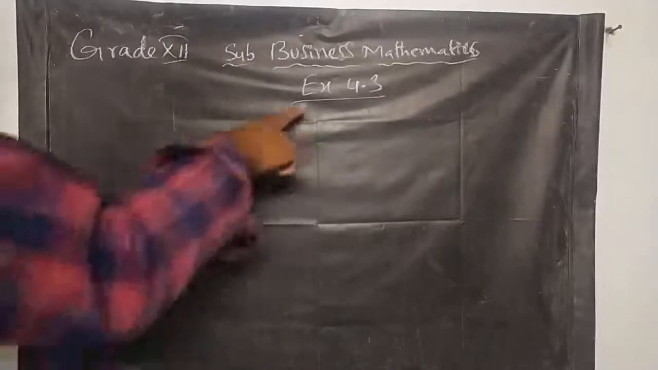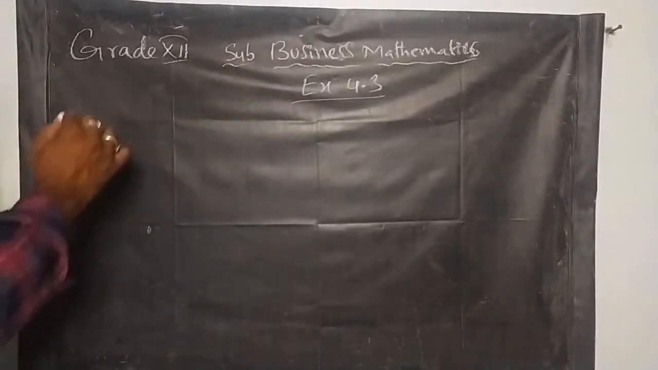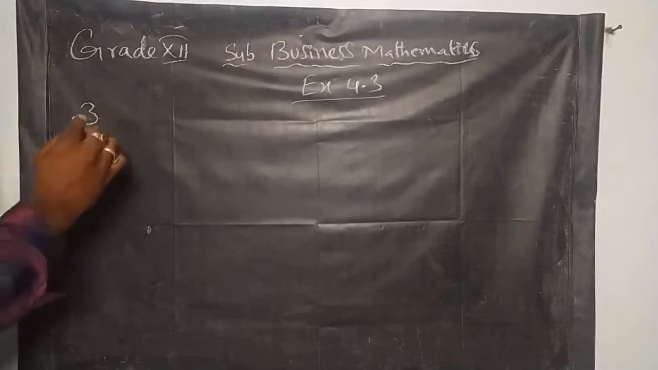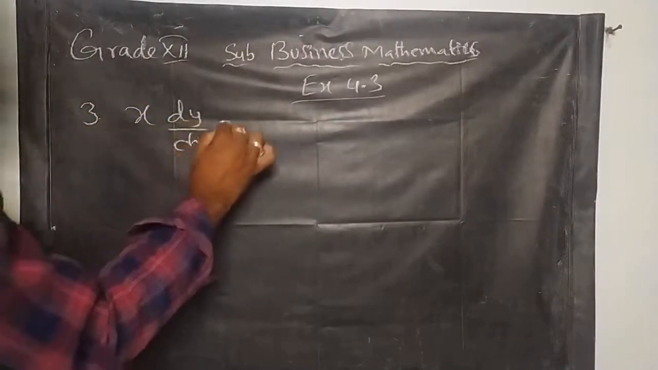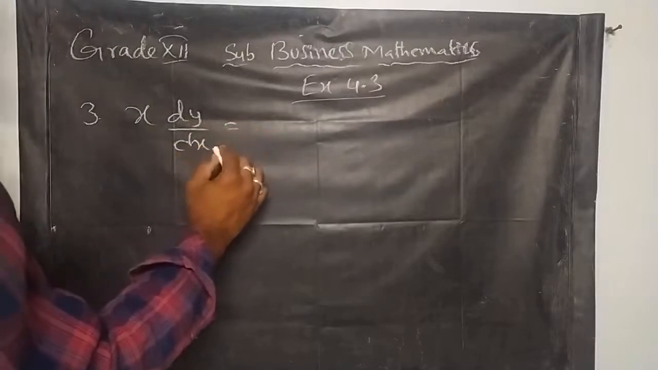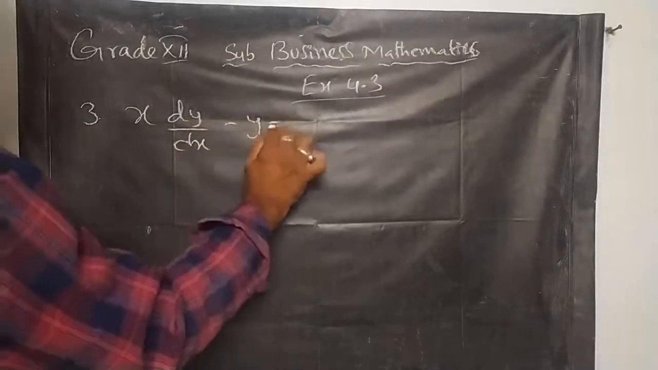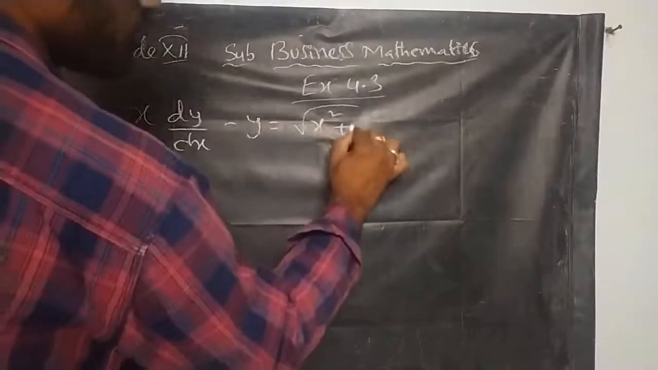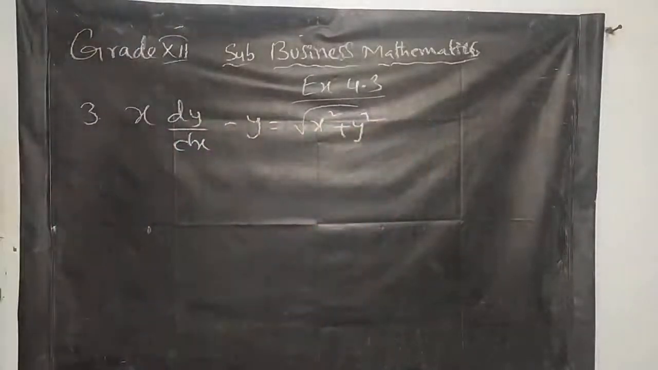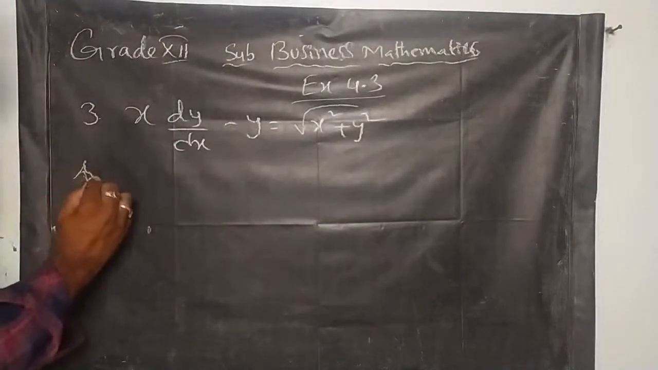Very good morning, students. Today we are going to see exercise 4.3, third question. The question is x dy by dx minus y is equals to root of x square plus y square. Let us solve by using the method.